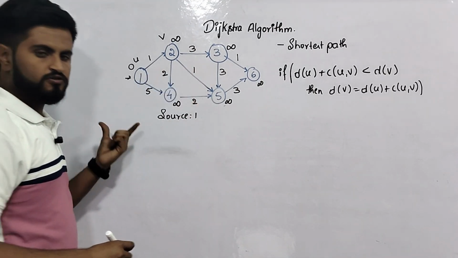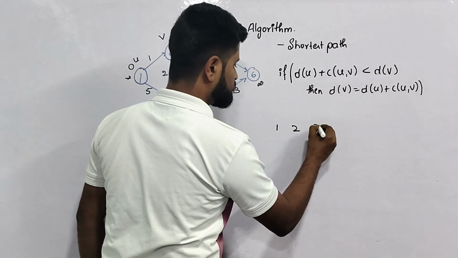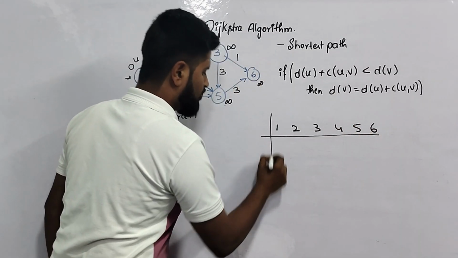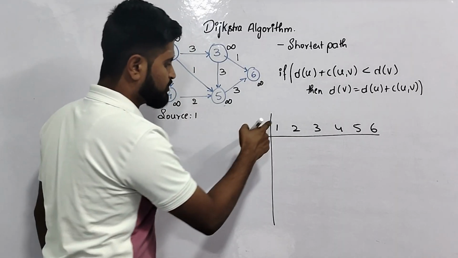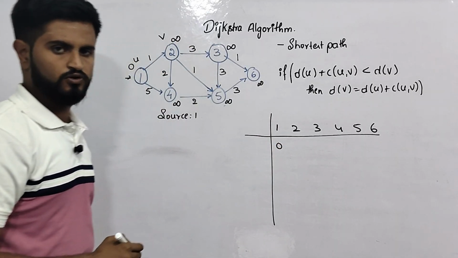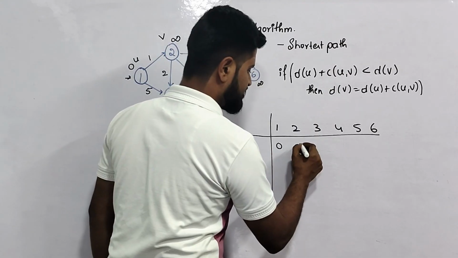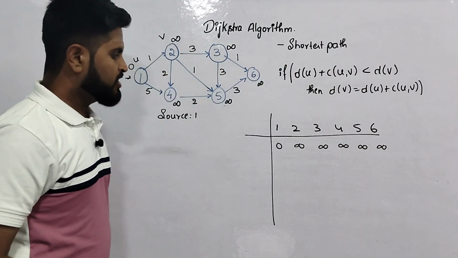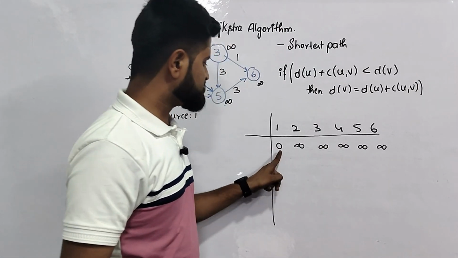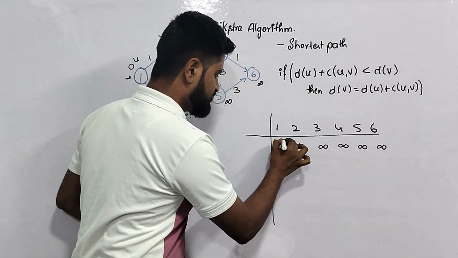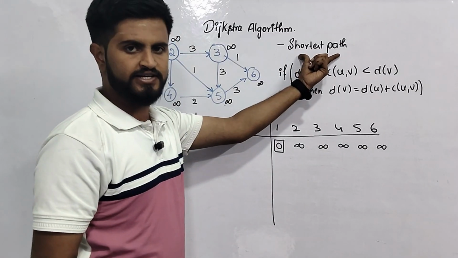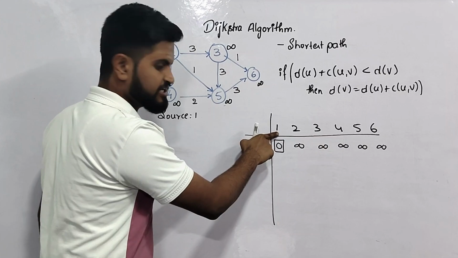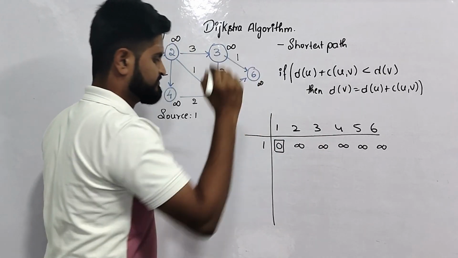So what are the nodes we have? 1, 2, 3, 4, 5 and 6. But among all these 6 we know the value of only one node, that is 0, the source node. All others we assign infinity at the initial stage. Now among all these numbers, which is the smallest one? 0. Why did I take the smaller number? Because we are finding the shortest path. So 0 is selected, and its respective node is 1.